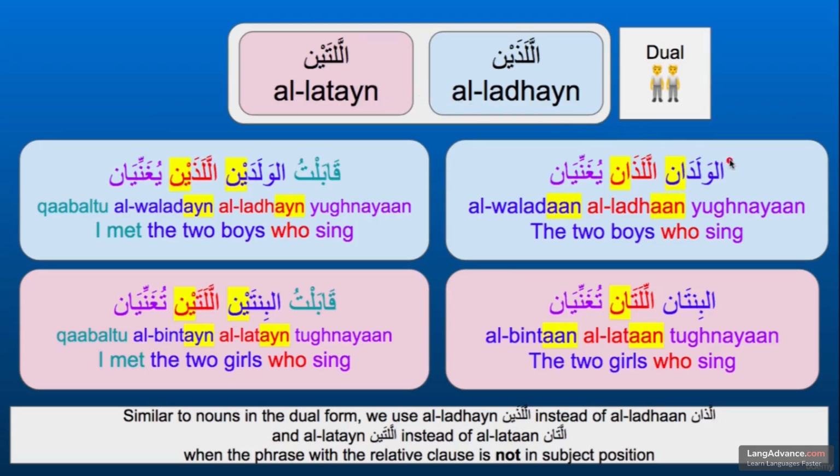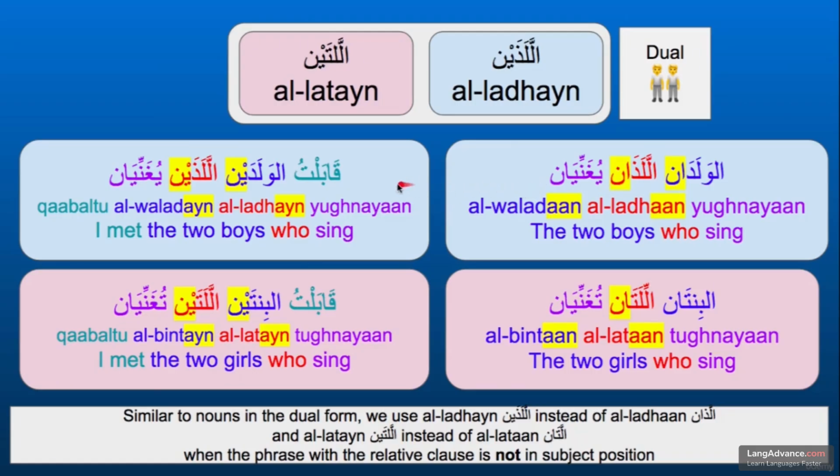We can find a sentence or phrase like الولدان اللذان يغنيان. الولدان, the two boys. اللذان, who in the male and dual form. يغنيان, the verb sing in dual third person male form. So الولدان اللذان يغنيان, the two boys who sing. So this is in a subject position, because we can say الولدان اللذان يغنيان did something.